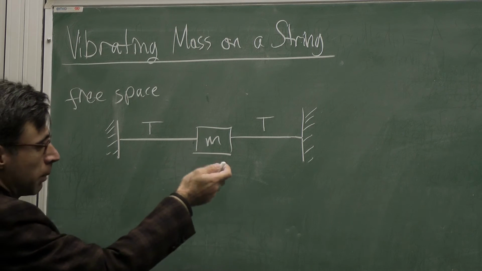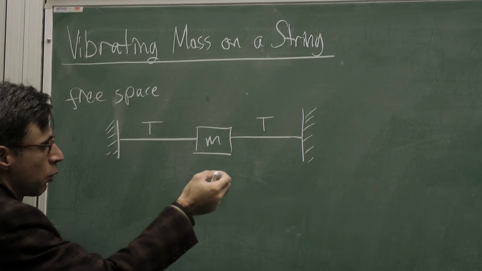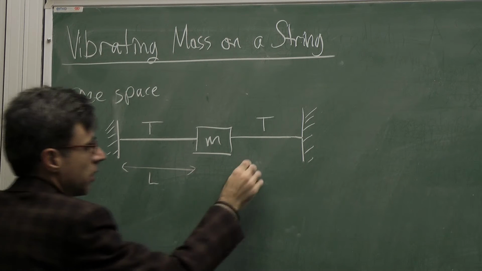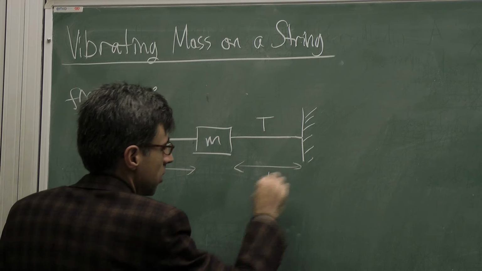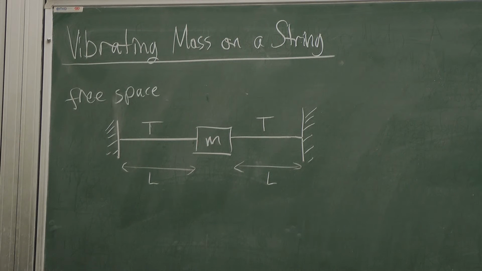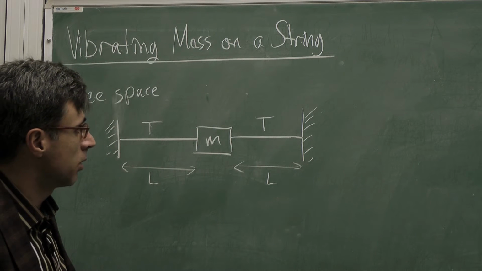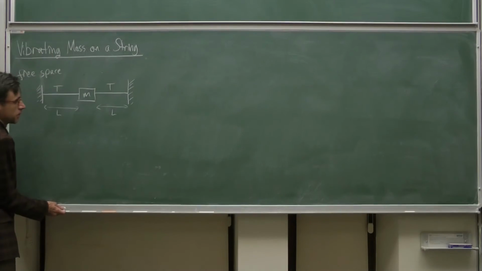In order to solve this problem, we need one more piece of information, which is the length of the string. It's a symmetric string, so the length is L. In order to find the oscillation of the system, we need to write the equation of motion. In order to do so, we need the free body diagram for this system.